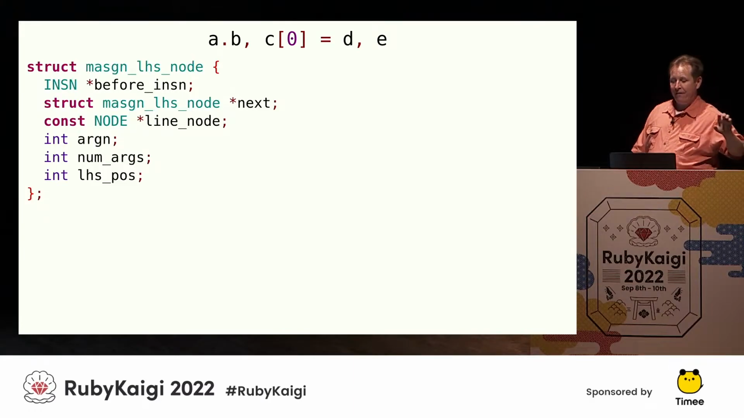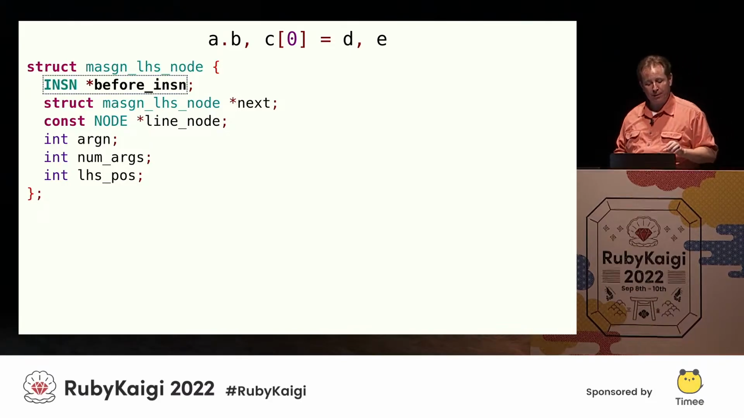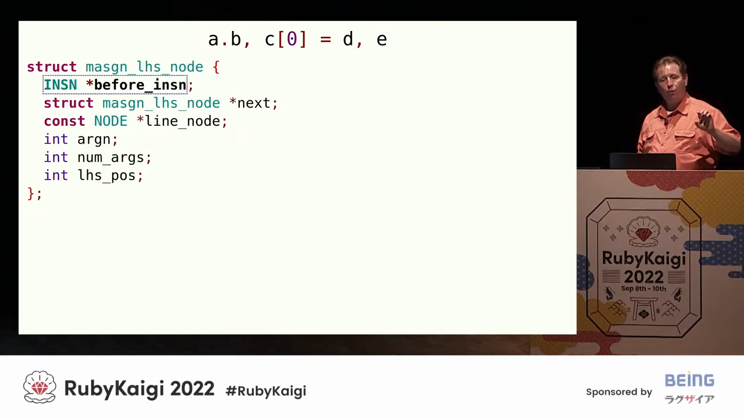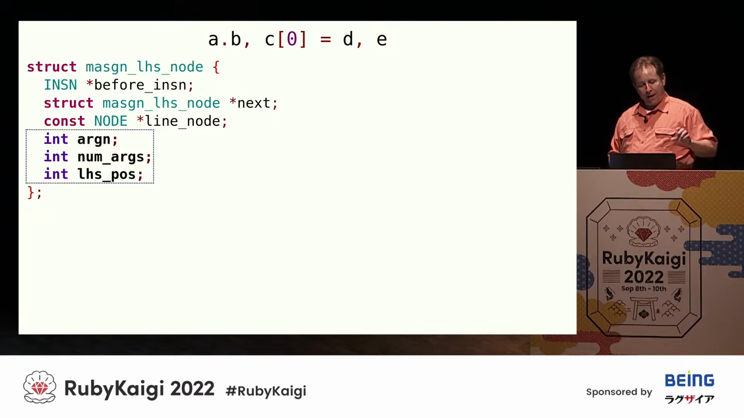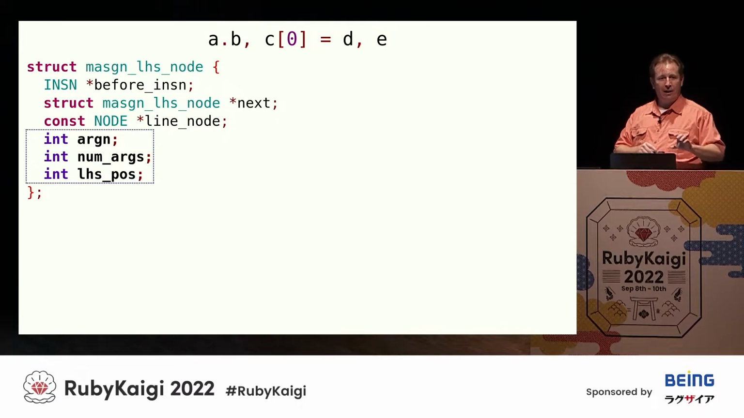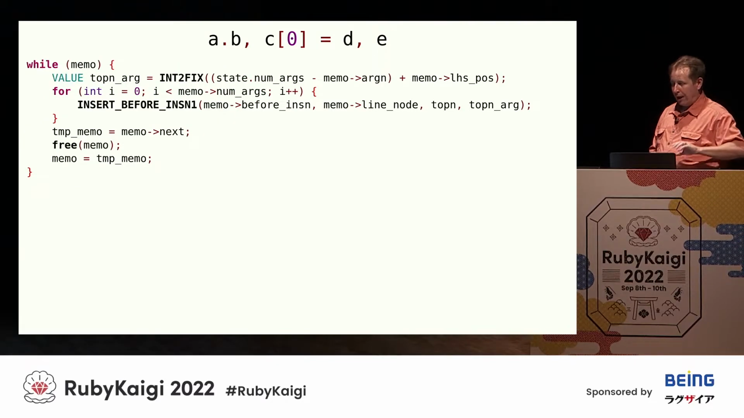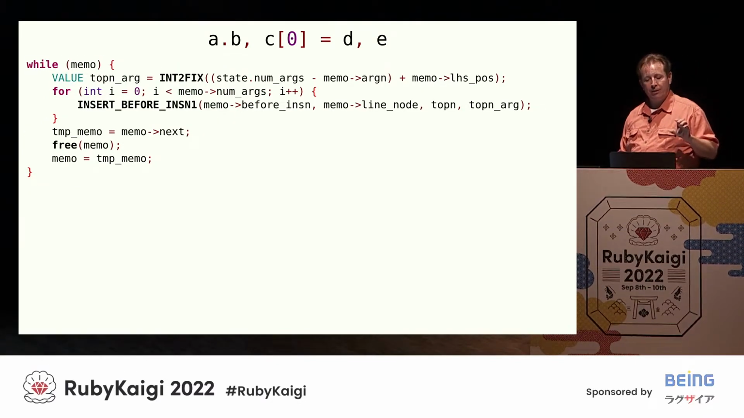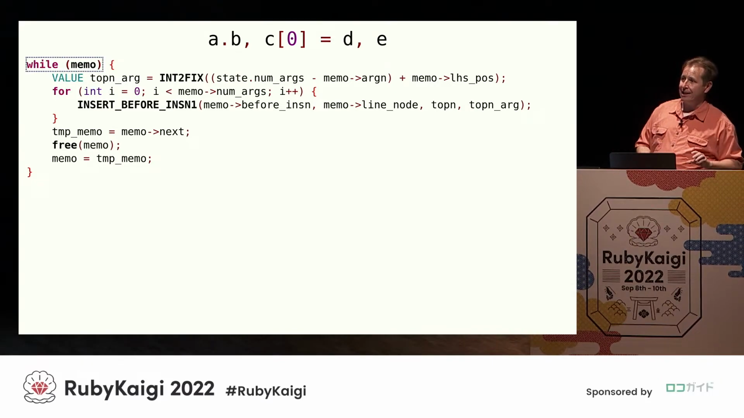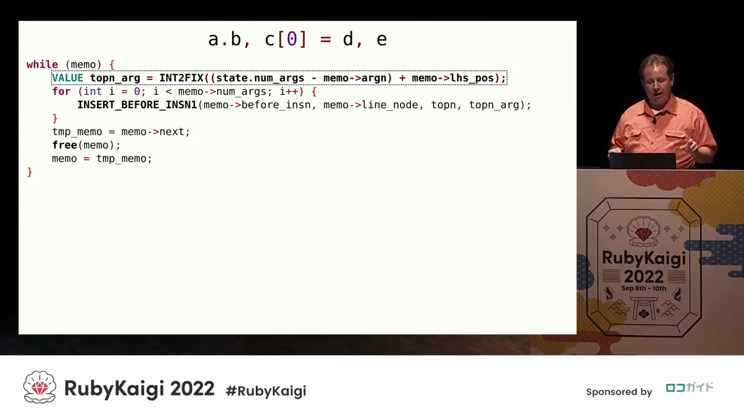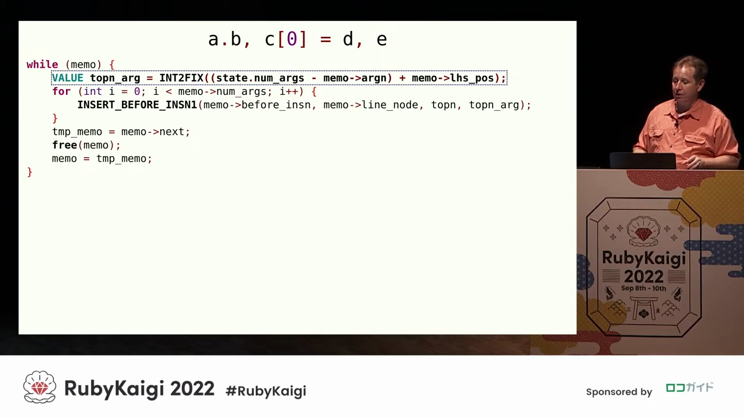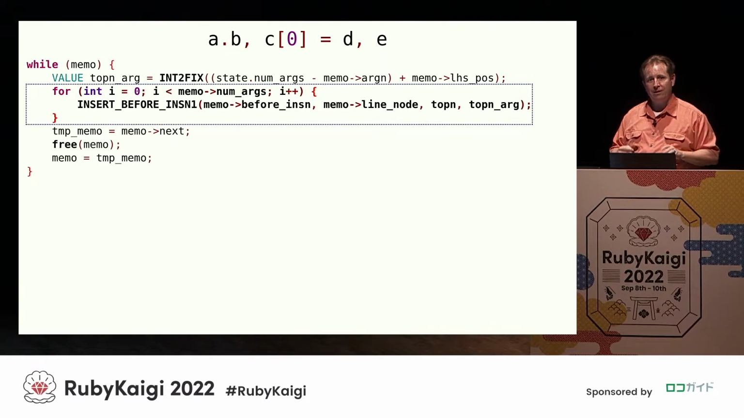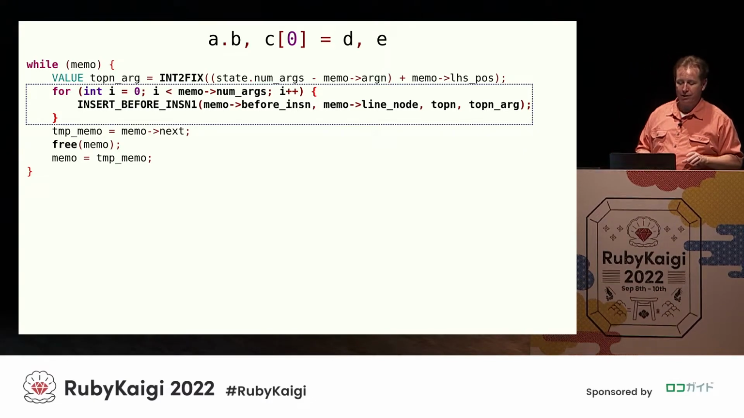While processing the left-hand side of the assignment, the compiler creates a linked list of structs containing the information for each of the topn instructions. Each struct includes a pointer for where to add that topn instruction once you figure out what offset it should use, as well as the information needed to calculate the topn offset argument. So after processing all of the nodes in the multiple assignment, the compiler iterates over this linked list, calculates the correct offset argument to use for each of the topn instructions, and then inserts the topn instructions in the appropriate places in the instruction sequences.